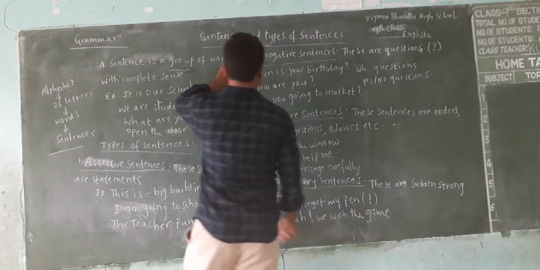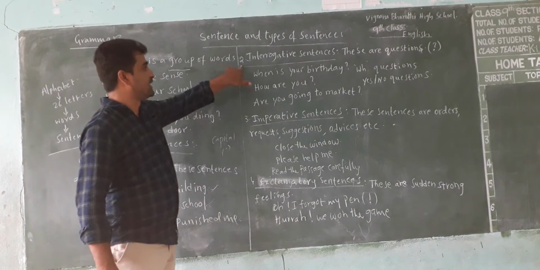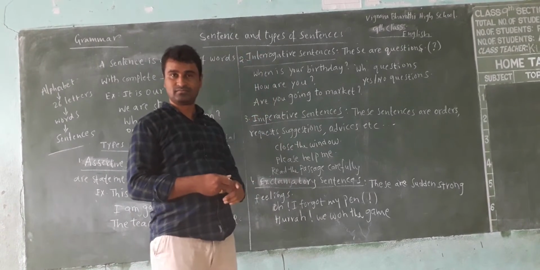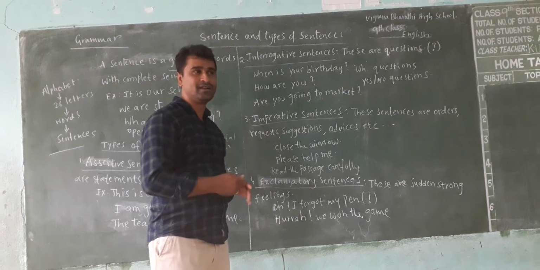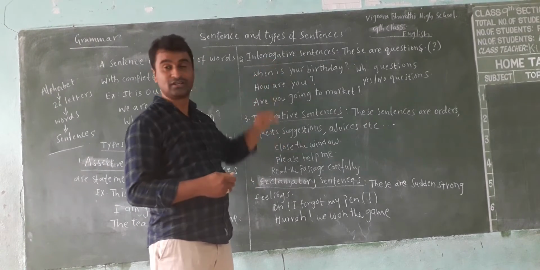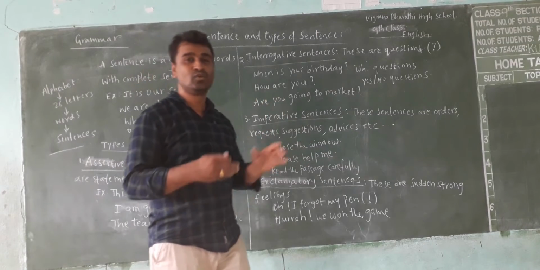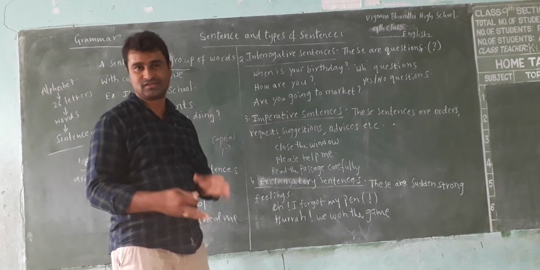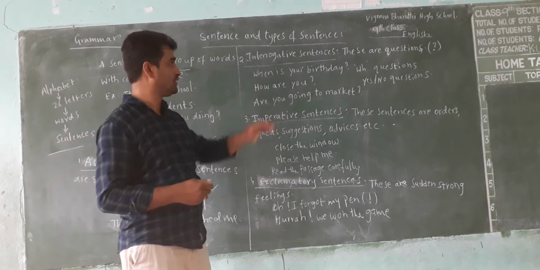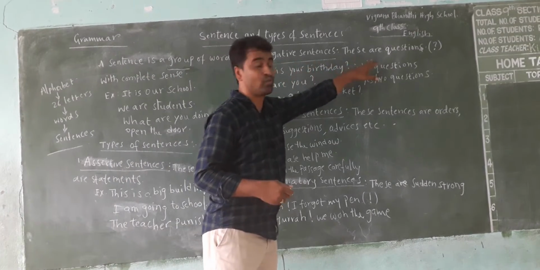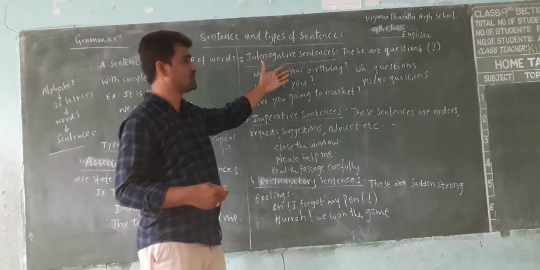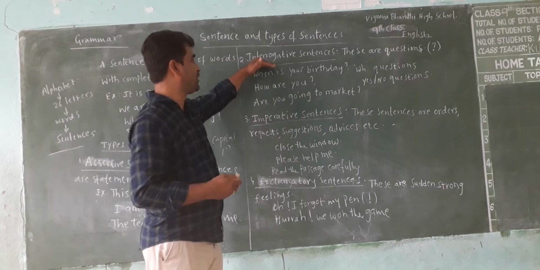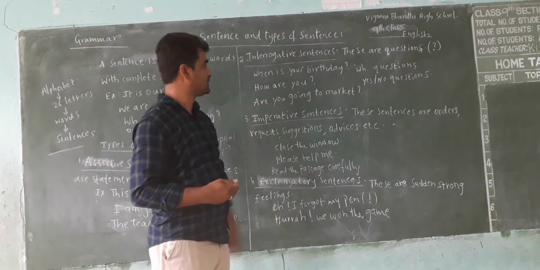Let us see the second type. The second type is interrogative sentences. What is meant by interrogation? We may hear this in many places: police take us and do interrogation. Interrogation means asking questions, a number of different kinds of questions. Interrogative sentences are questions. Simply, we ask questions and get the information. They are called interrogative sentences.